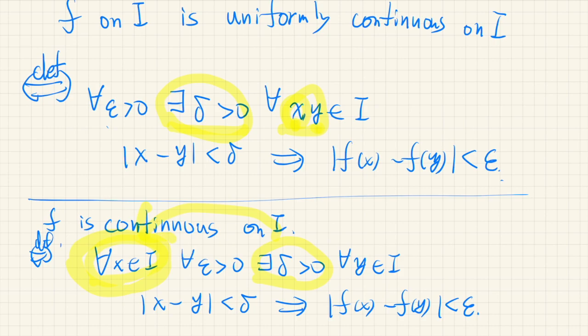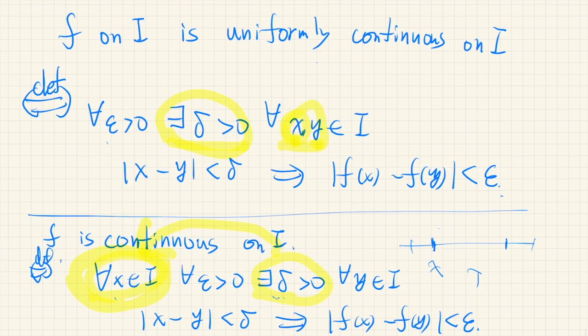So that means, depending on where you are in the interval, maybe when x is here, delta may be very small. When x is here, delta may be very large. So the value of delta may depend on the value of x. However, in the case of a uniformly continuous function, that cannot happen. So wherever you are in the interval, the value of delta should be constant. So if that's allowed, it's a uniformly continuous function.